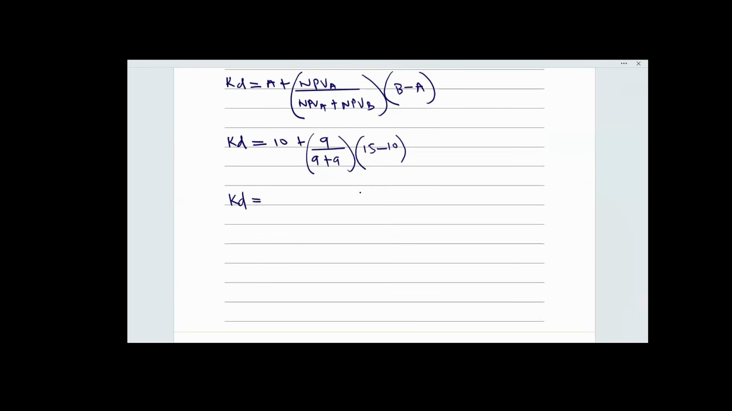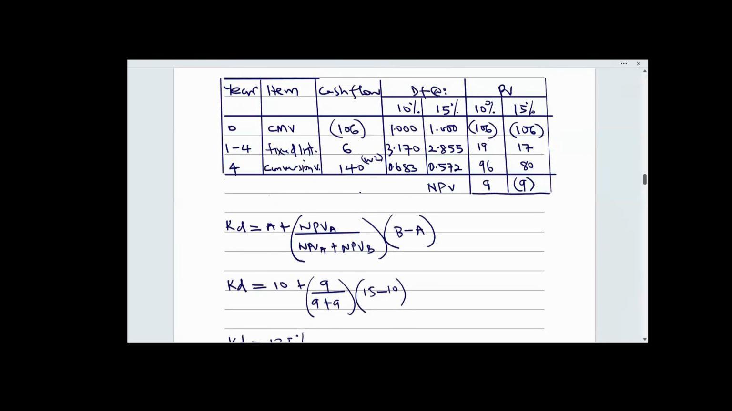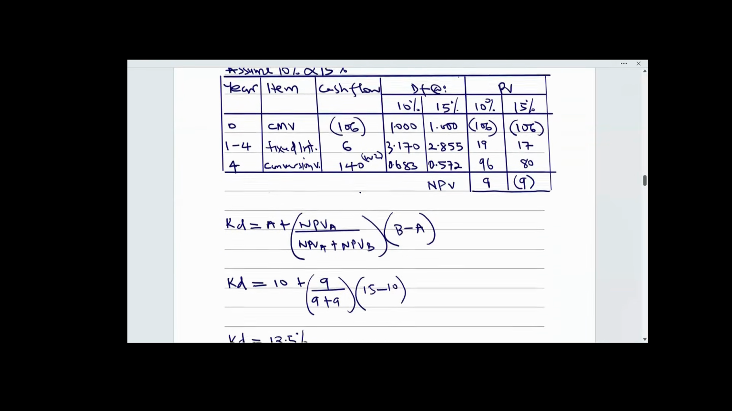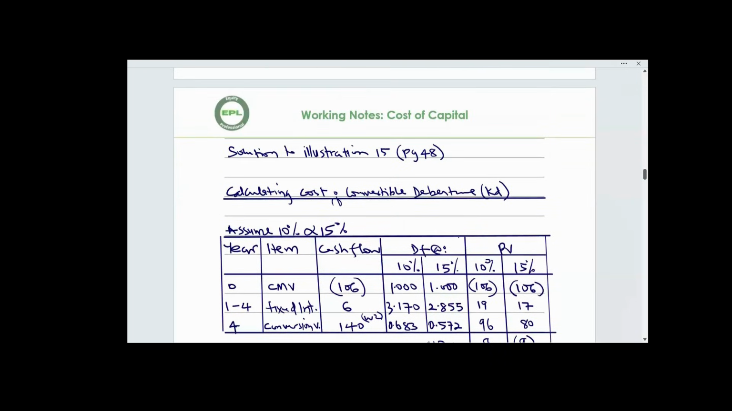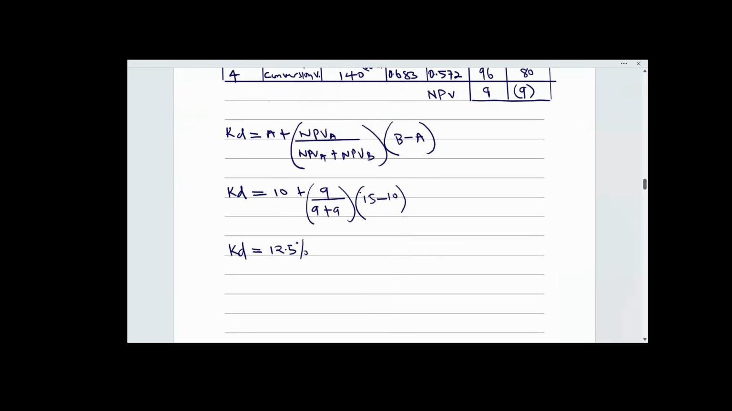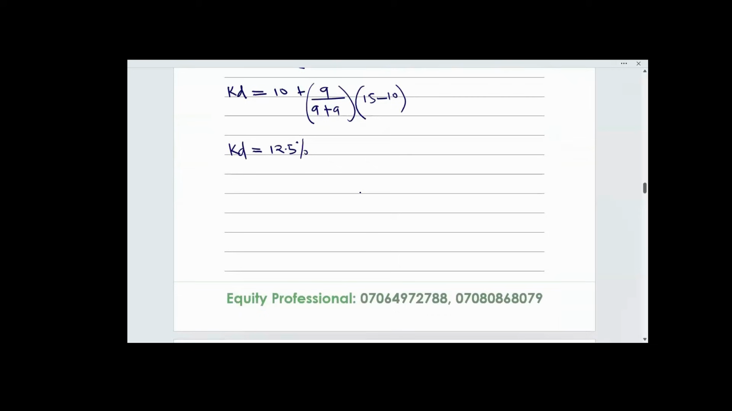Therefore, the cost of convertible debenture of, what's the name of the company again? Singapore Limited. Let me indicate it. The cost of convertible debenture of Singapore Limited is 12.5%.